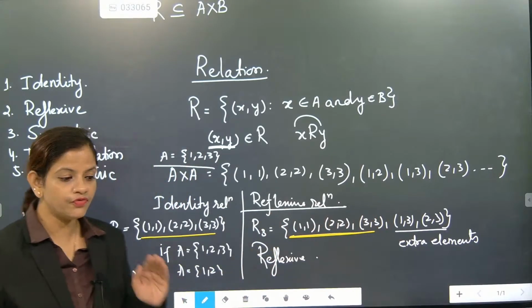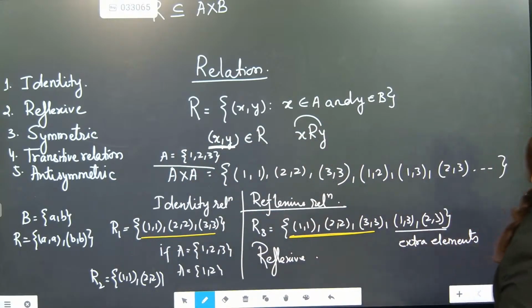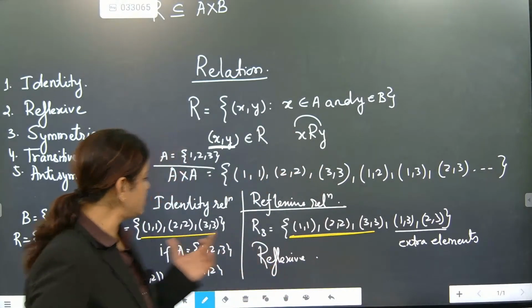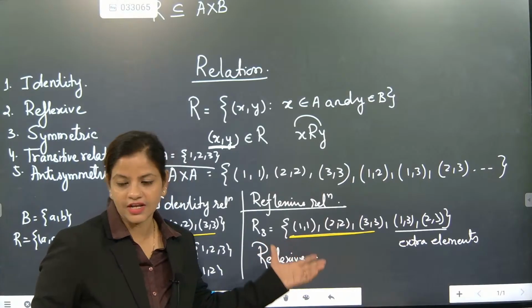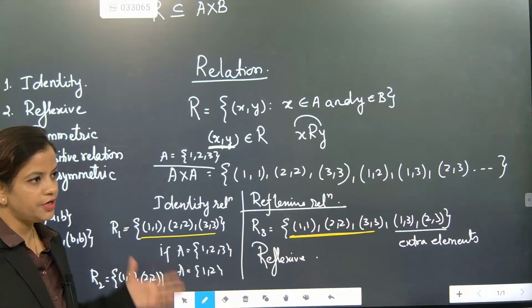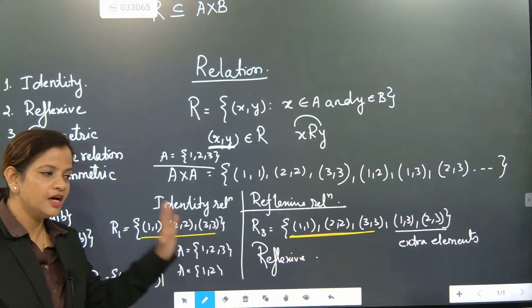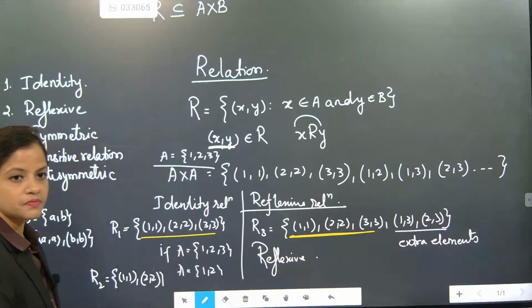Did you understand very clearly the first time the specific difference between identity relation and reflexive relation? Is it clear to you? Santosh, understood nicely or not? So this is the major difference between identity relation and reflexive relation. Did you get this point? Will you remember this? Got it? No doubt.